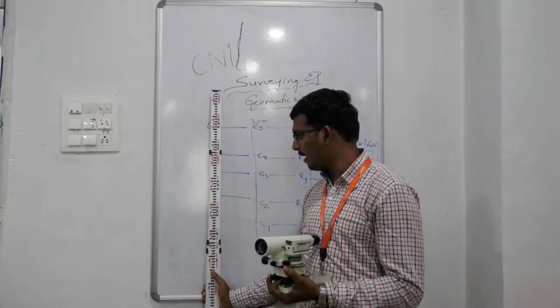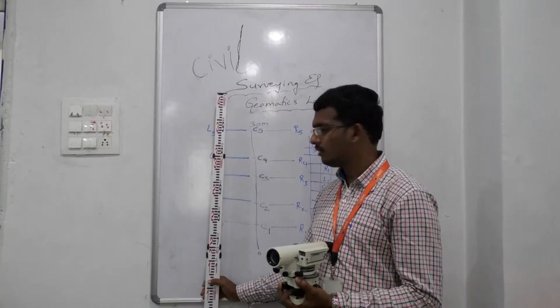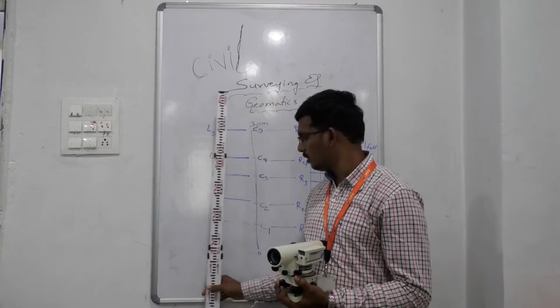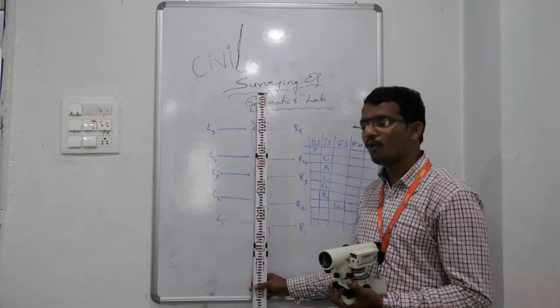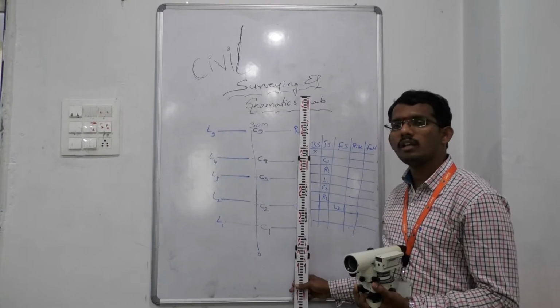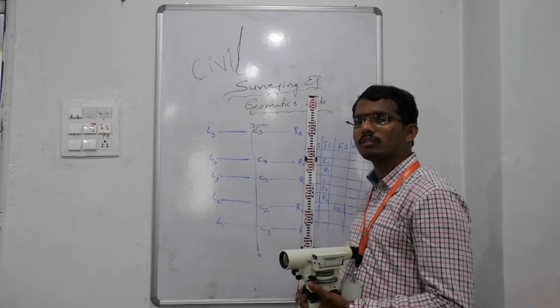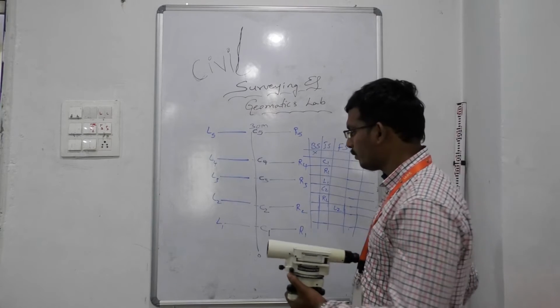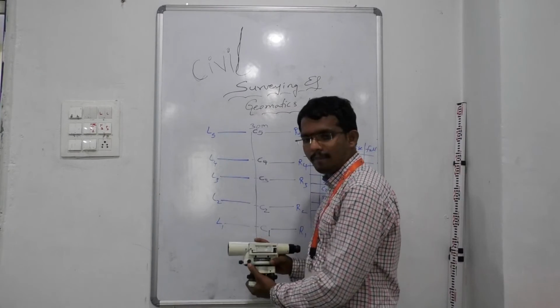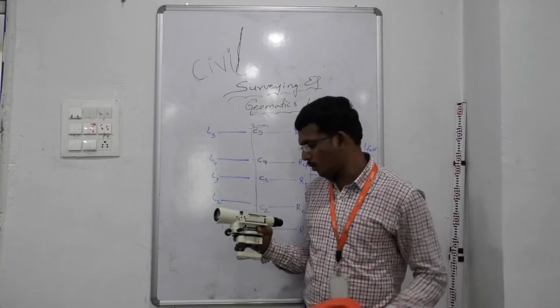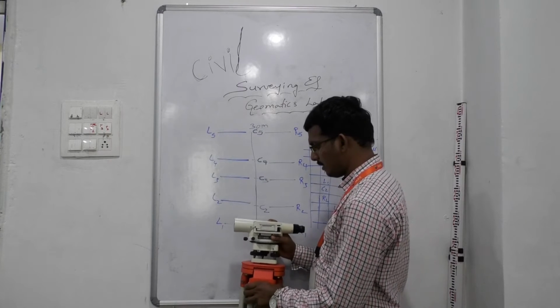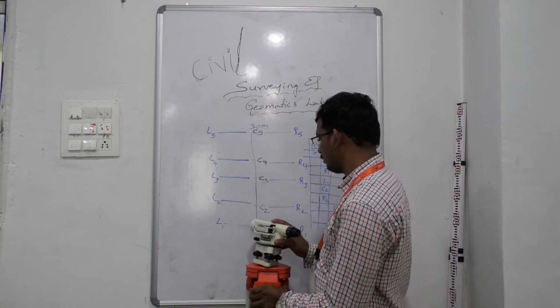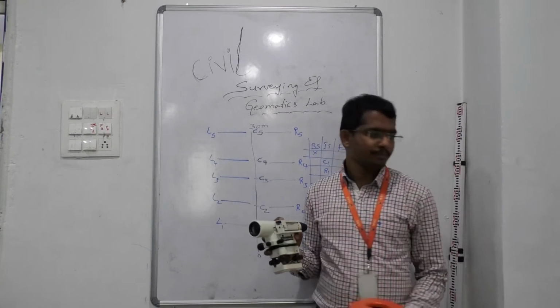This staff is placed at L1, L2, L3, L4, C1, C2, C3, C4, and R1, R2, R3, R4. Here L stands for left hand side and R stands for right hand side. From this center O, I keep the tripod stand at center O and I keep the dumpy level like this, and I take the readings L1, C1, R1.